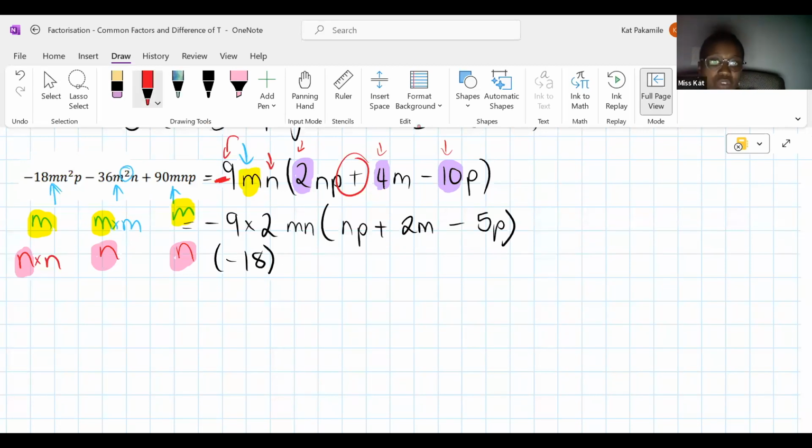Beautiful. Now we have to write what's left. You saw how we divided and how we got the numbers, right? Yes. So now let's check the variables. For the first one, we had M N squared P. We took out the M and we took out 1 N. What's left there? 1 N and the P. That's where the NP comes from. You with me? Yes, ma'am.